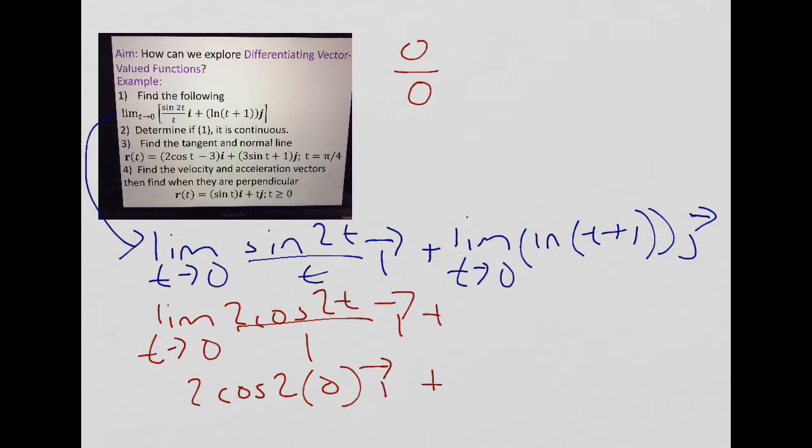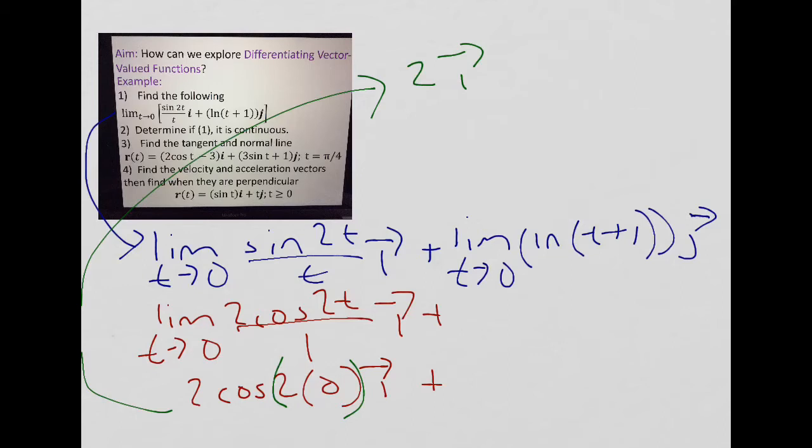I'm going to bring down the plus sign, and once I evaluate this, I'm going to get that the answer is 2 times vector i, because the cosine of 2 times 0, that's the angle measure, is the same as 2 times cosine of 0, and that's 2 times 1. So we really just are left with 2 vector i.